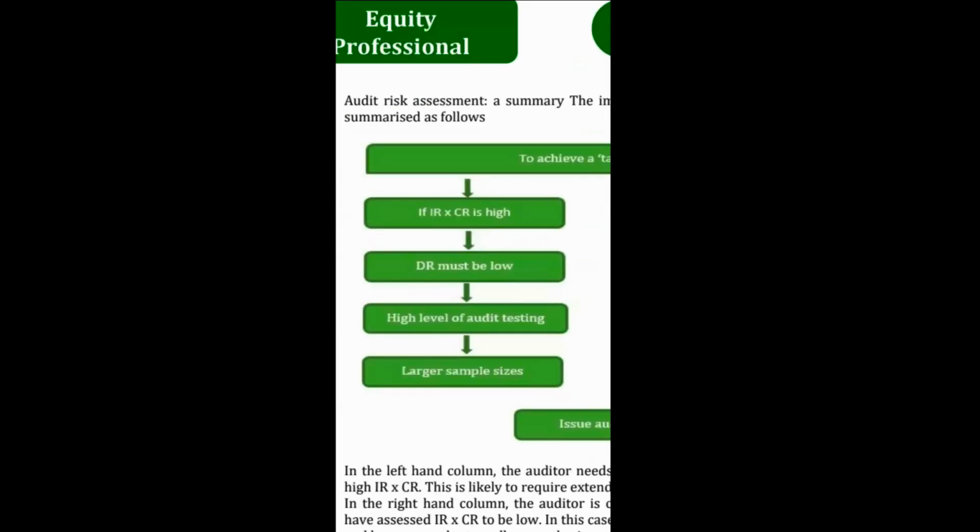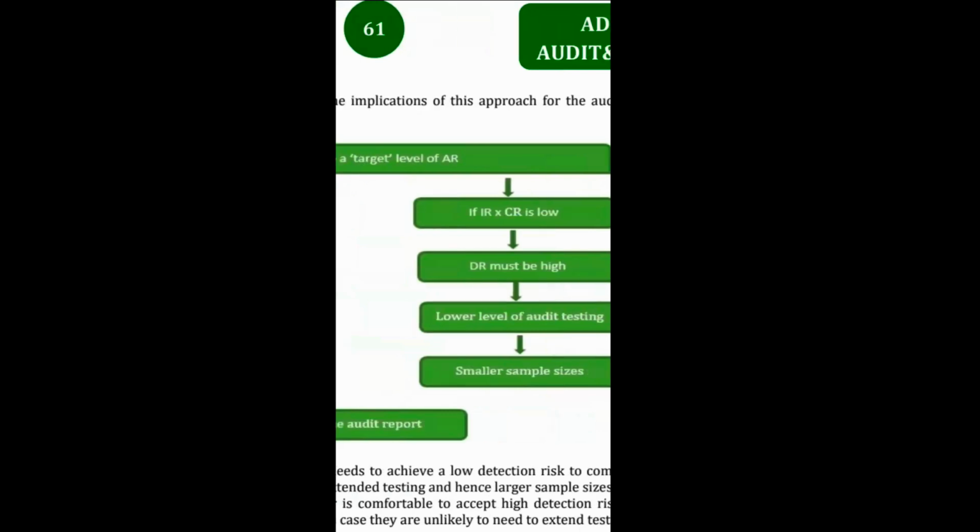Now, what you need to understand here is that there's a relationship between these three elements: inherent risk, control risk, and detection risk. If inherent risk and control risk are high, they always go in the same direction. When inherent risk is high, control risk will also be high, as depicted in this picture. I hope you can see my screen. When the inherent risk is high, control risk will also be high, and vice versa.